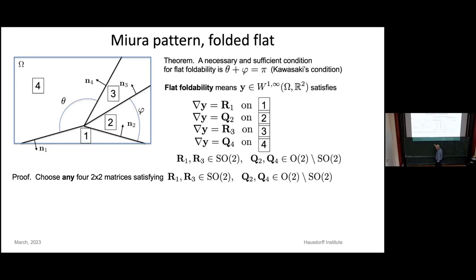So I have something like this: my piece of paper, and let's just take two regions. The gradient of y is R1 here, and it's Q2 there. R1 is in SO2, and Q2 is in SO2 times plus 1, 0, 0, 1. But if y is a continuous function and it has these gradients, then a necessary and sufficient condition that such a function exists is that the gradients have to differ by a rank one difference. So Q2 minus R1 has to be rank one, and that would be necessary and sufficient that there's a continuous function y with these properties.